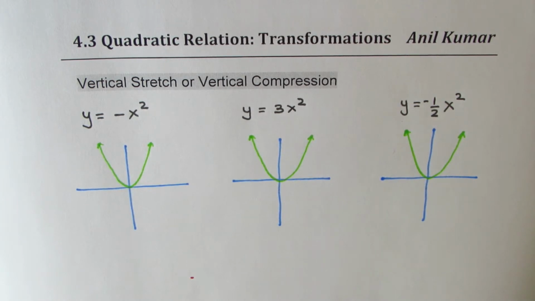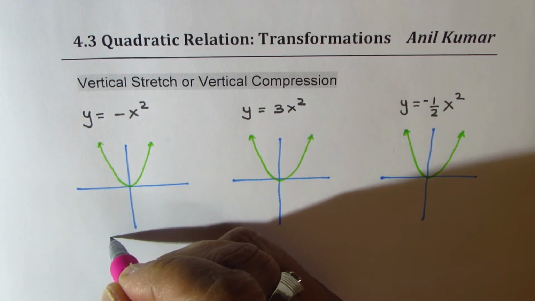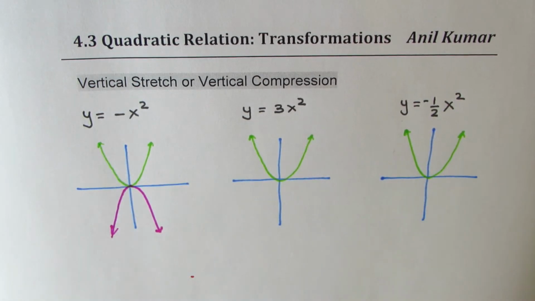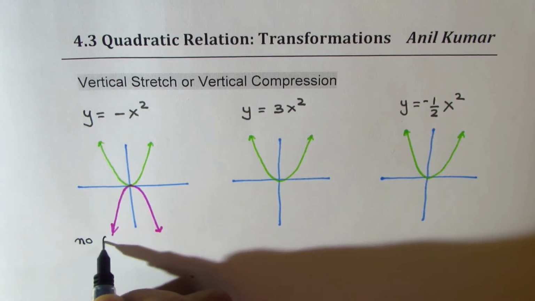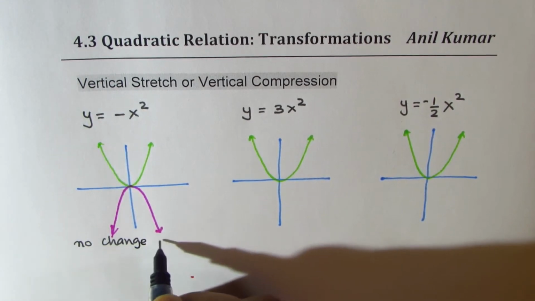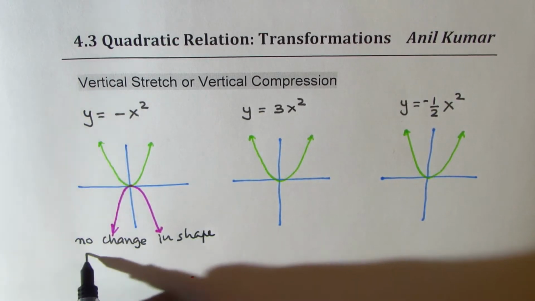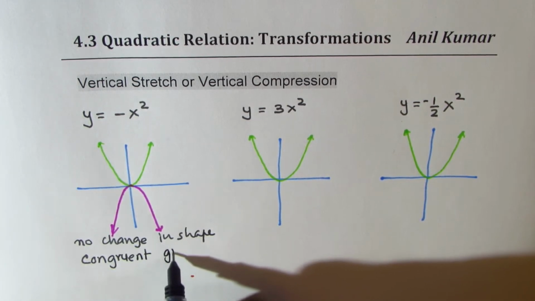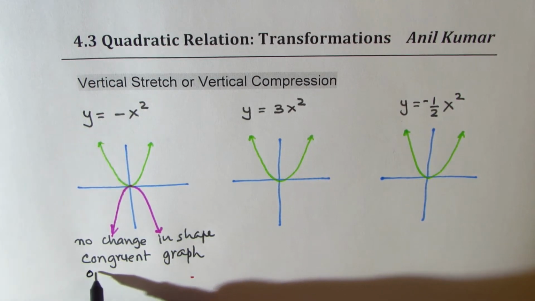Perfect. Now here, when I say y equals minus x squared, the graph reflects kind of like this, right? So in this particular case, there is no change in shape. What I'm trying to say is it's a congruent graph. So what really changes is orientation.